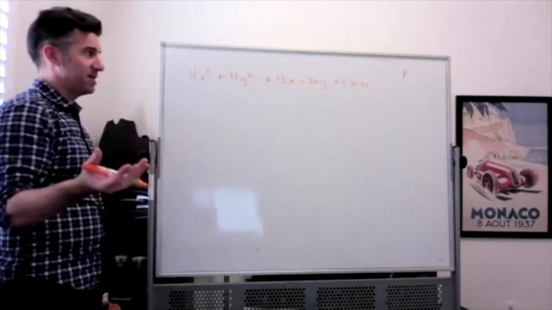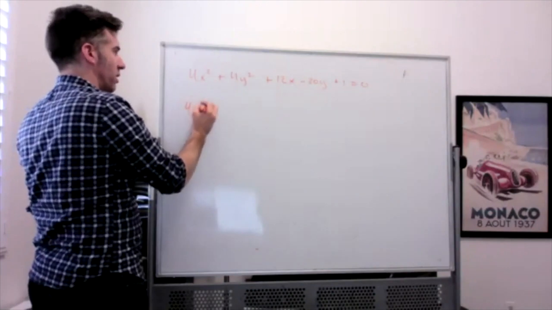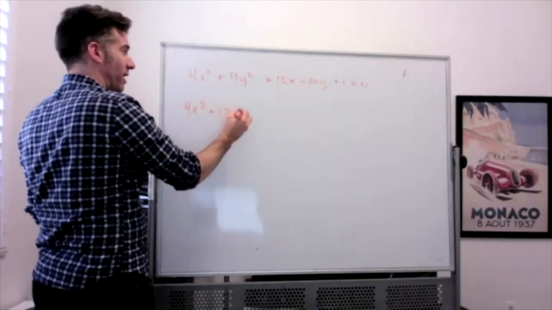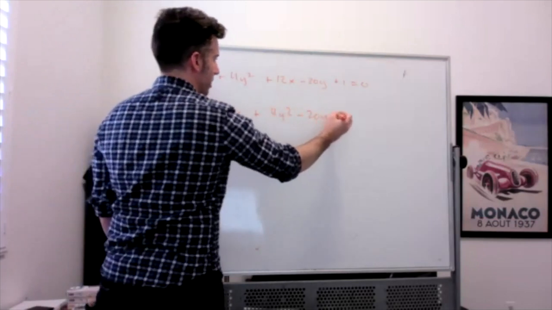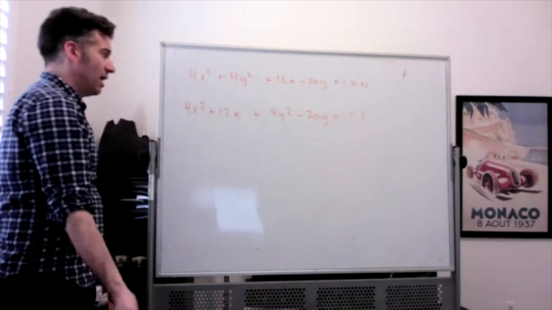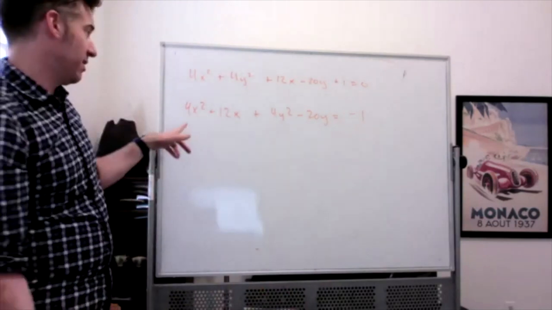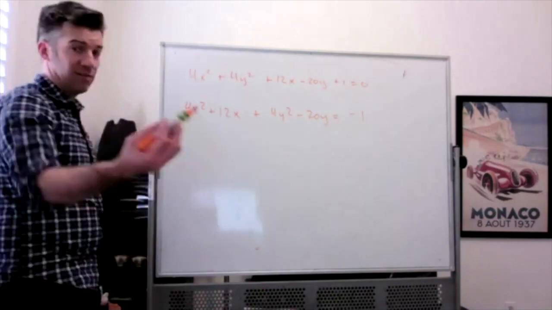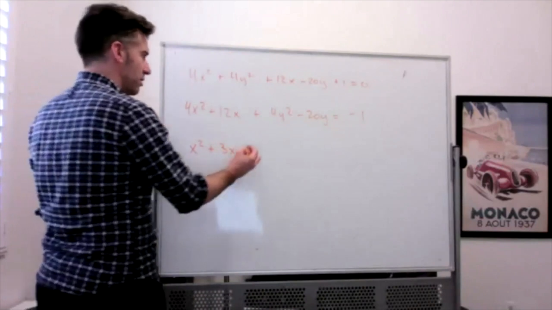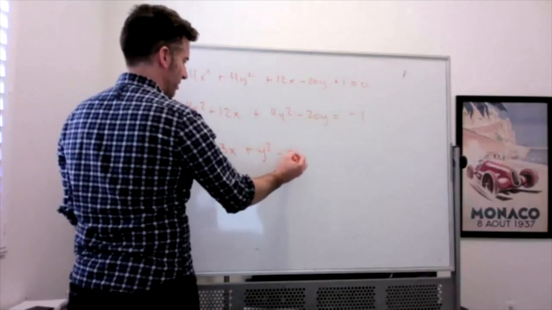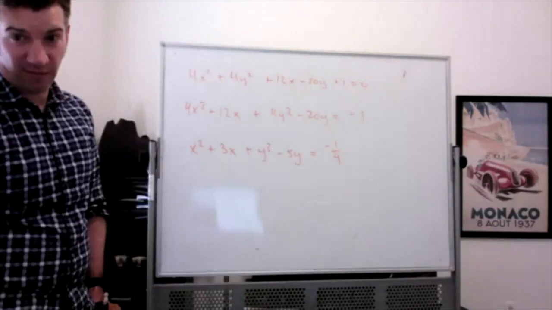First, I want to put the x's and the y's together and the constant term on the other side. So write this as 4x squared plus 12x plus 4y squared minus 20y equal to negative 1. And then we really prefer to have 1x squared and 1y squared. So we're going to divide both sides by that coefficient, which is 4. So dividing both sides by 4, I get x squared plus 3x plus y squared minus 5y equal to negative 1/4. I divided everything by 4.